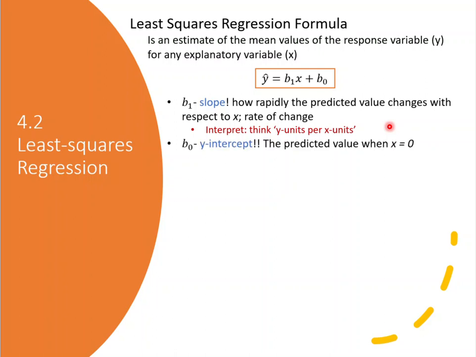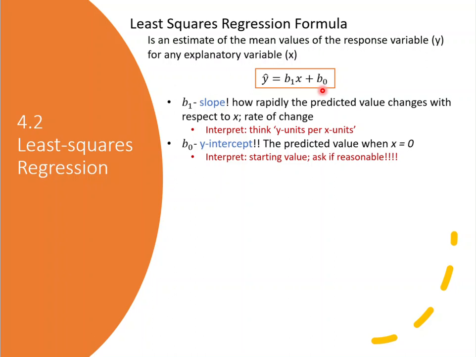The second component to this formula that we want to understand is the y-intercept. The y-intercept we have identified as b naught, or b0, here at the end of our formula. And the y-intercept is where the line that we are creating crosses the y-axis. That's why it's called the y-intercept. And it's going to occur when the value of x is equal to 0. We might think of this as kind of the starting value of our estimation here.